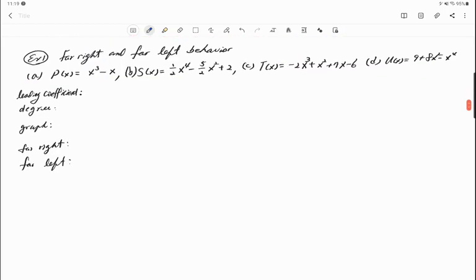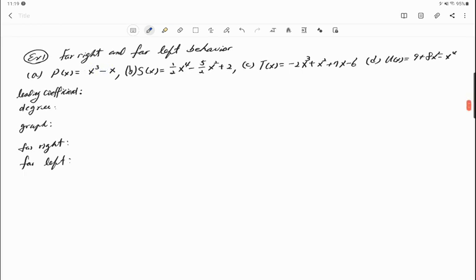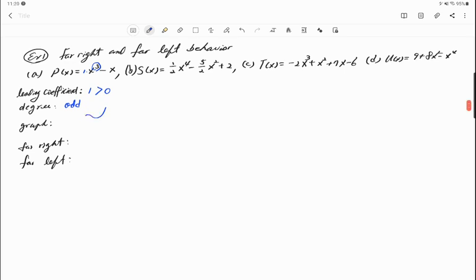Okay, now let's check the far right and the far left behavior of the graph of each function. The first one is x cubed minus x. What's the leading coefficient? The leading coefficient is 1, which is greater than 0, so the right end goes up. And what's the degree? The degree is 3, so that is odd, so different directions. We may have something like this. Since the leading coefficient is positive, the right end goes up, and since the degree is odd, the left end is going down. So far right is up, far left is down.